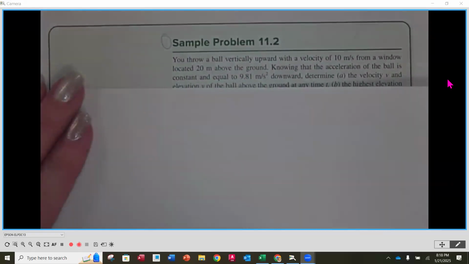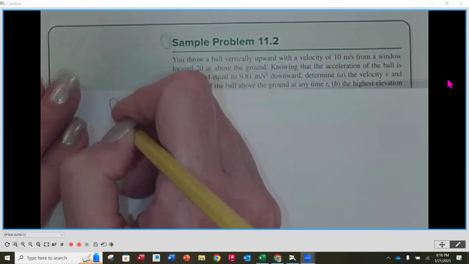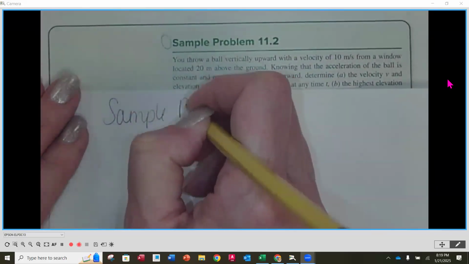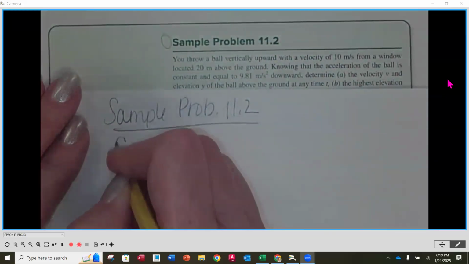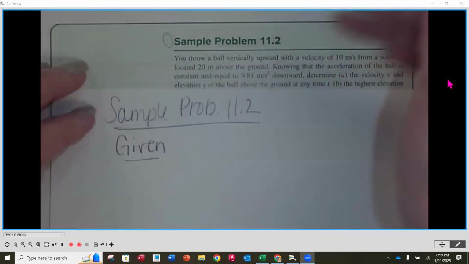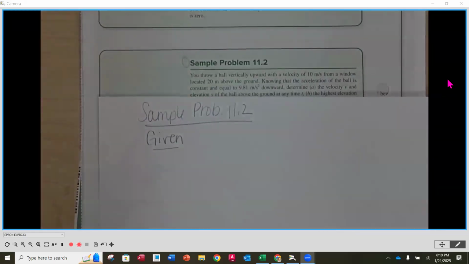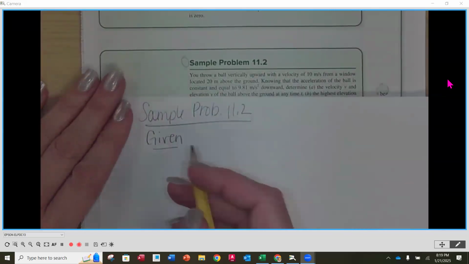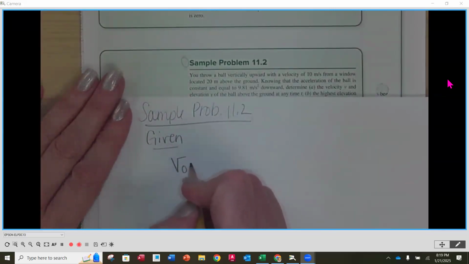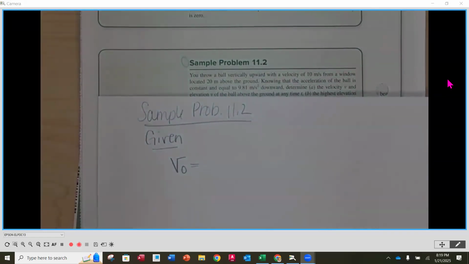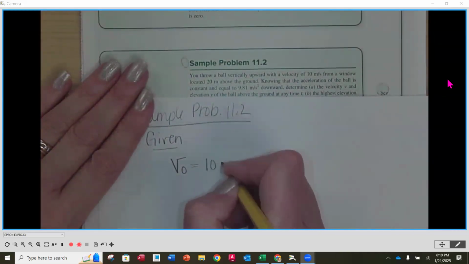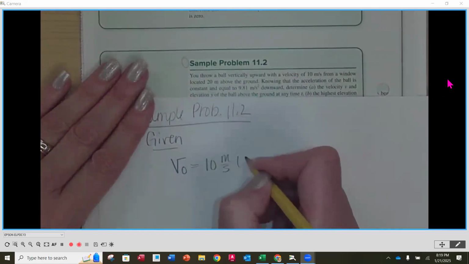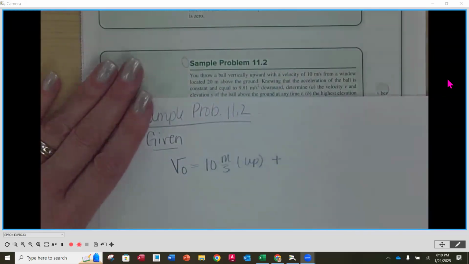Okay, so this is going to be sample problem 11-2. Okay, and our givens. You always want to identify what you're given so that you can see where you're going. So first of all, we know that we're going to be throwing up that ball with an original velocity of, so O is for original, or sometimes you might see it as I, that's what I'm used to, but this book uses O, an original velocity of 10 meters per second. And that is going up. So it is going to be in a positive direction.